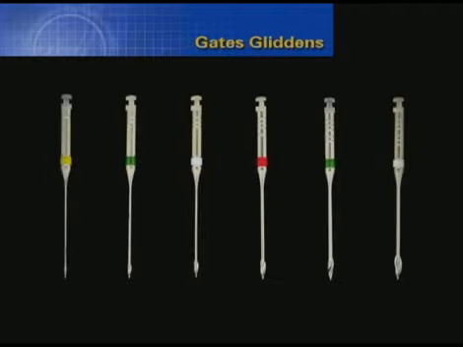Gates Gliddens, sizes 1 through 6, have maximum diameters of 0.5, 0.7, 0.9, 1.1, 1.3, and 1.5 millimeters respectively, and are used to create radicular access and generate a uniform tapered funnel to the obstruction.